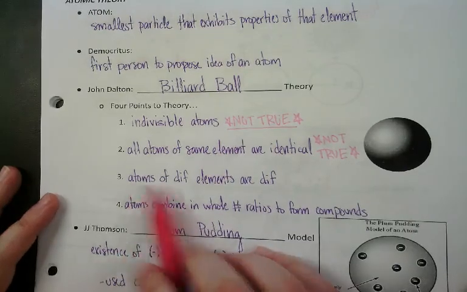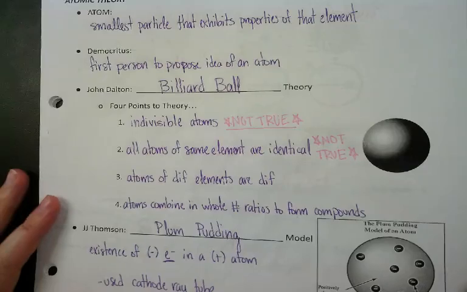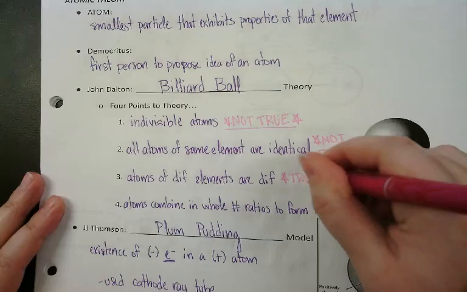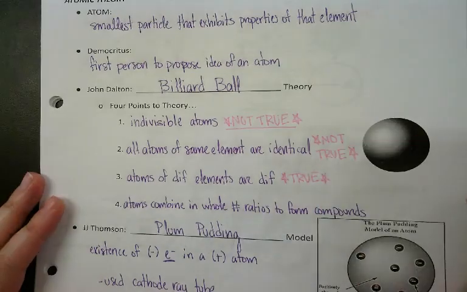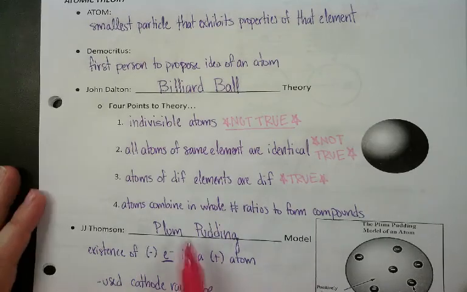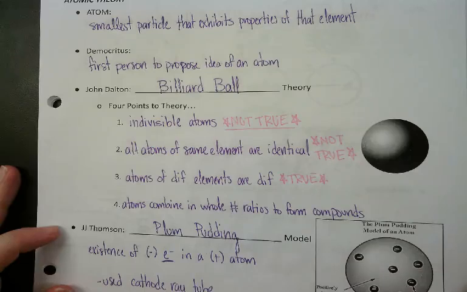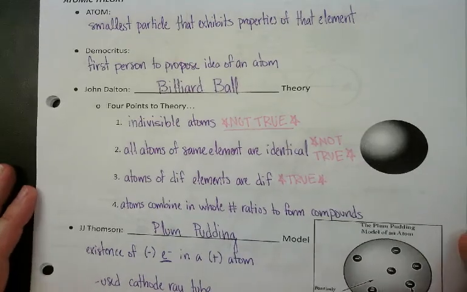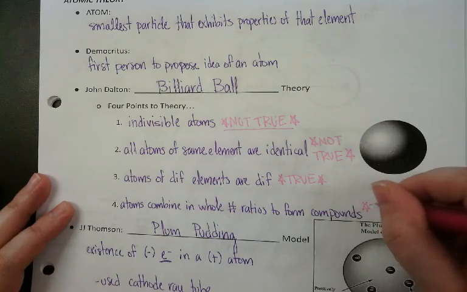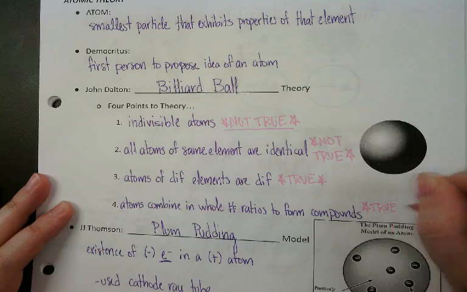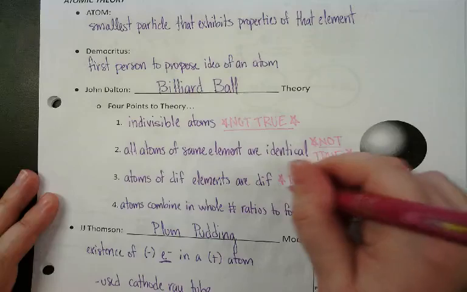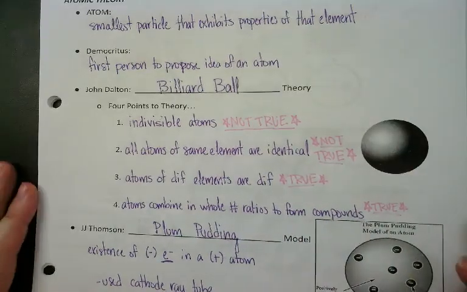Okay. Atoms of different elements are different. True or not true? True. Yep, this one's still true. That's what makes different elements. There has to be something different from one atom to the next. And then atoms combine in whole number ratios to form compounds. True or not true? True. Yep. We are not going to have H1.50. That does not exist.